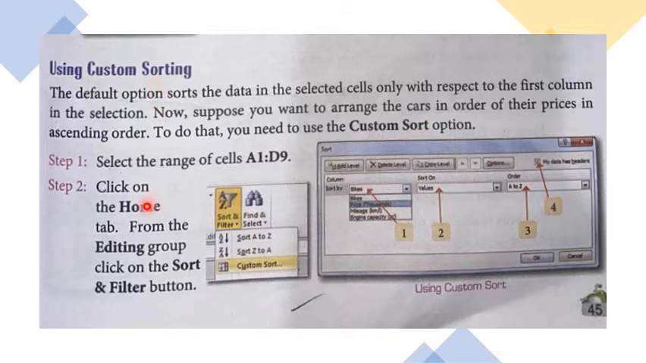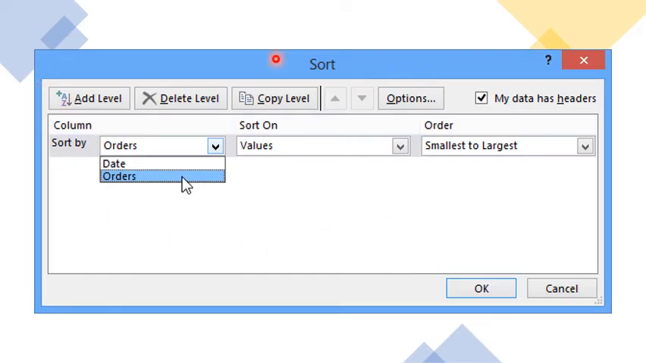Now again, how to do that? Click on the Home tab, Editing group. From Sort and Filter, you will choose Custom Sort. You will find this type of window. In this window, first is Sort by. On which column do you want to do the sorting? For example, column A, column B, column C, whatever column you choose. Next, Sort On values, and then Order may be smallest to largest or largest to smallest. After that you will click on the OK button. Your data will be sorted according to the column you have chosen here.